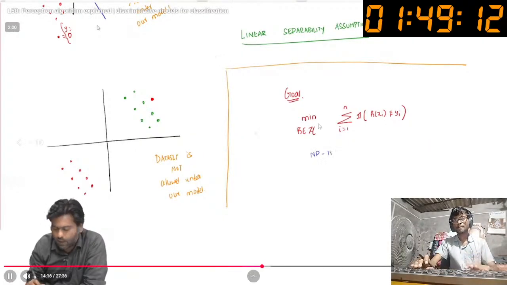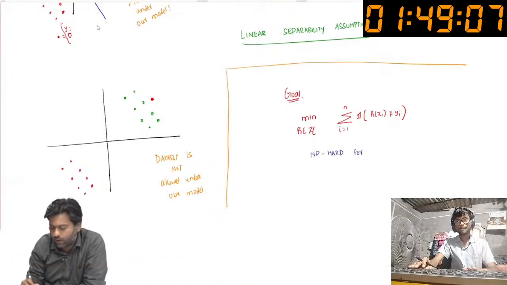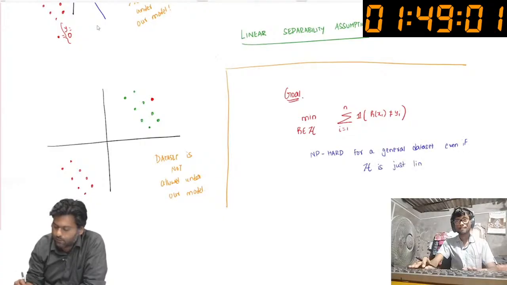Even for a general data set, this is an NP-hard problem. We did say this, right? So this is NP-hard for a general data set, even if H is just linear functions, a linear hypothesis.